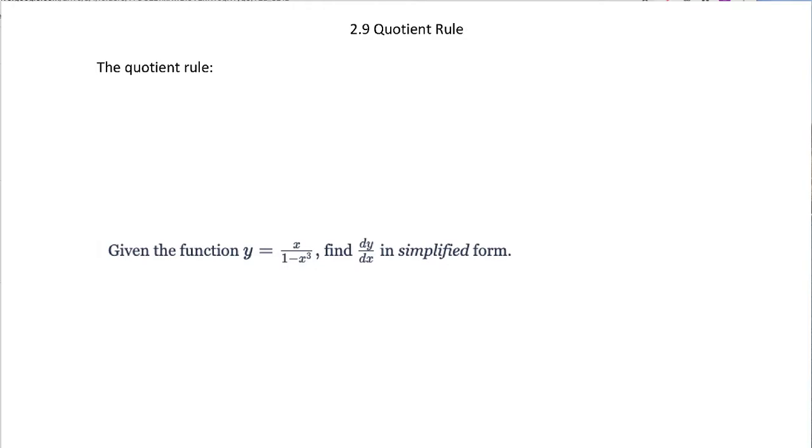Quotient is when you have a fraction of two things. So you have a function f divided by another function g. That is a quotient. So section 2.9 deals with a thing called the quotient rule. And the quotient rule is a little bit more confusing. It's not quite as straightforward.